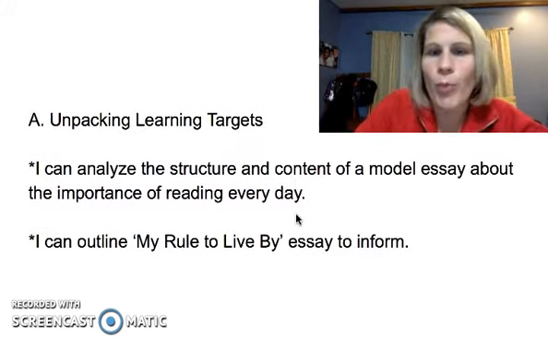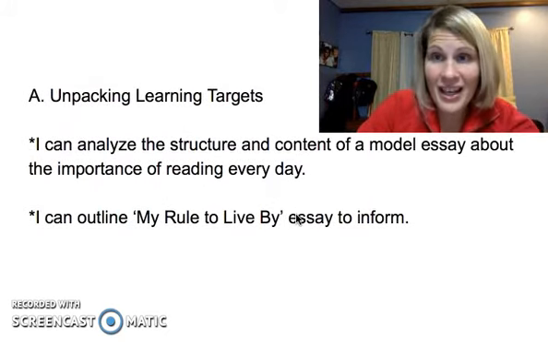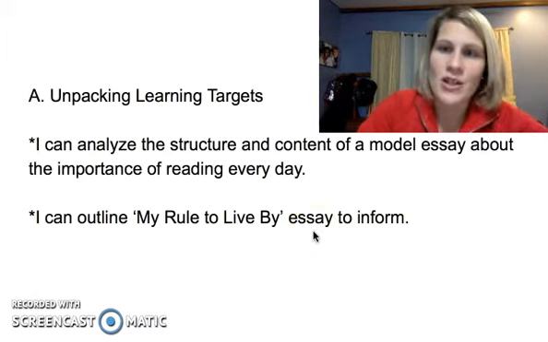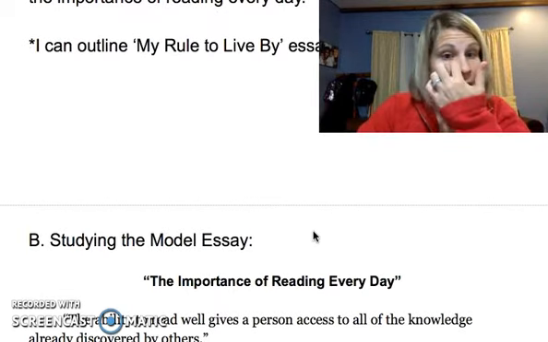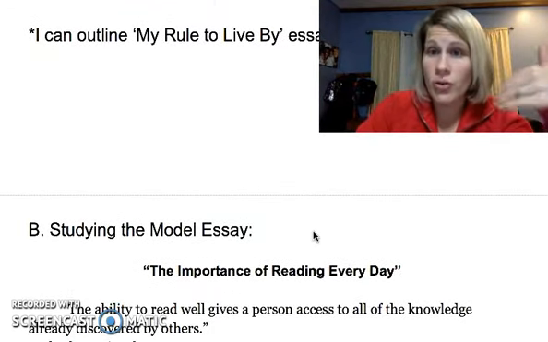Okay, about the importance of reading every day. And then we're going to use all of that information and you're going to make an outline for your essay to inform, which is the exciting part, okay? So the first thing we're going to do is look at a model essay and look for those structure pieces, okay?